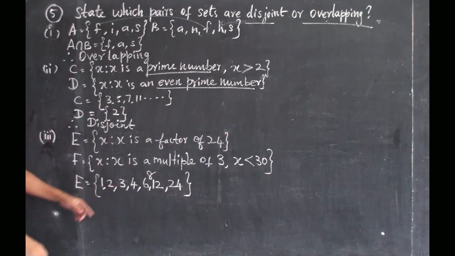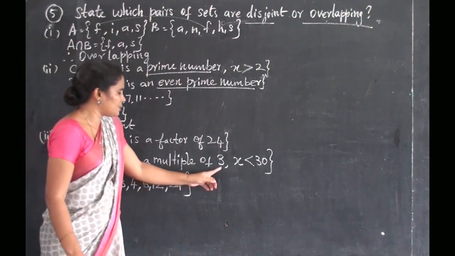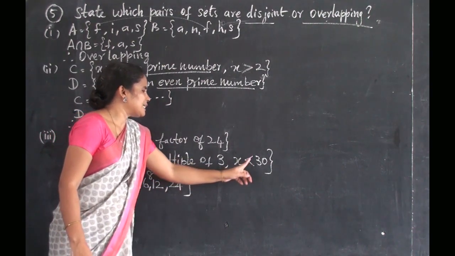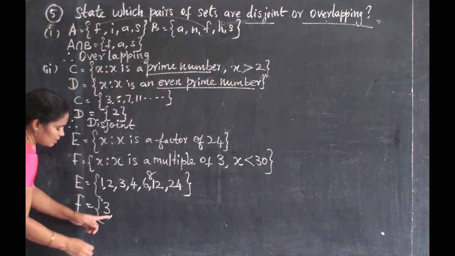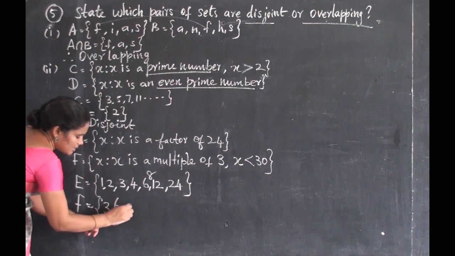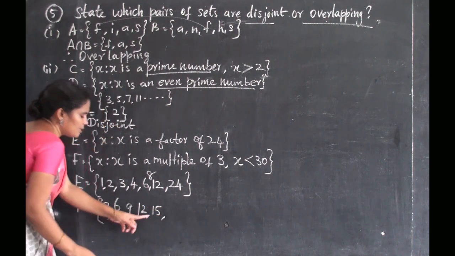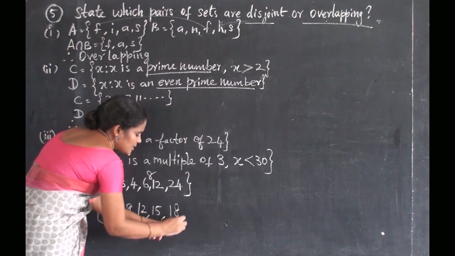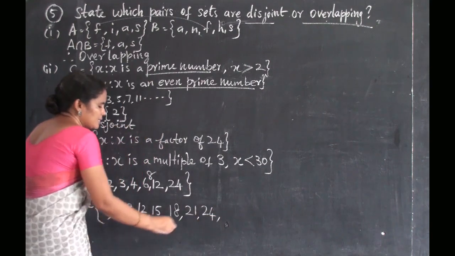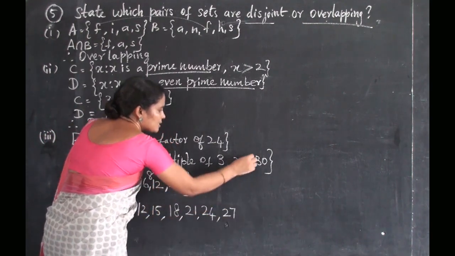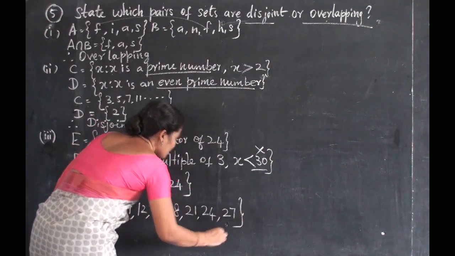8 3s are 24. And F is equal to {x such that x is a multiple of 3, x less than 30}. So write all the multiples of 3. 3 1s are 3, 3 2s are 6, 3 3s are 9, 3 4s are 12, 3 5s are 15, 3 6s are 18, 3 7s are 21, 3 8s are 24, 3 9s are 27, and it is given that x is less than 30. So we have to avoid 30.